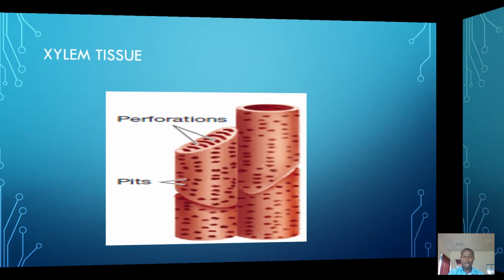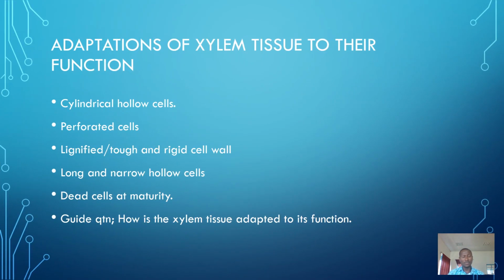The xylem tissue is adapted for transportation of water in the following ways. One, they are cylindrical hollow cells to provide a space for transportation of water and mineral salts. Then they are perforated cells, they have pores to allow horizontal transportation of water and mineral salts among themselves. Then they are lignified. They have a lignified or rigid cell wall to withstand the pressure, to prevent it from collapsing while it is transporting water and mineral salts.